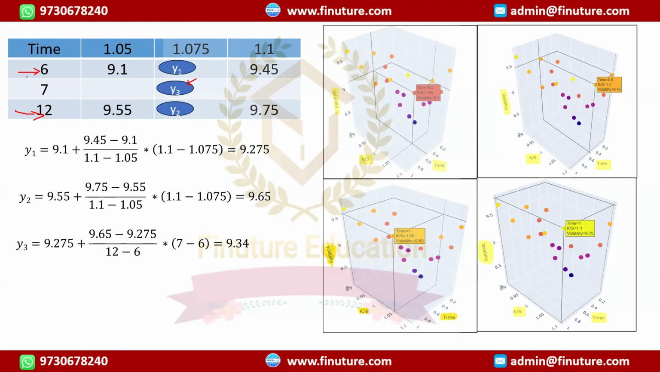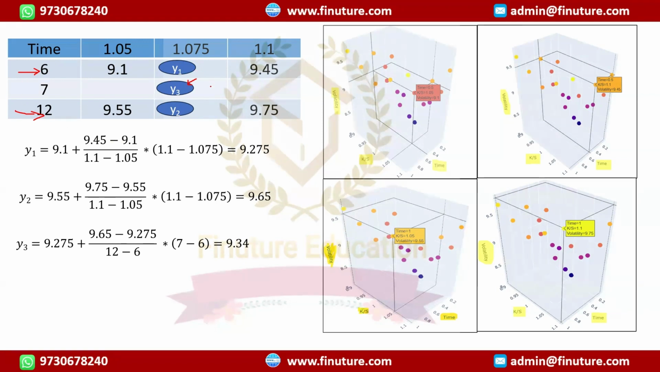Essentially we are treating it like two-dimensional data, where you think of your two coordinates as these, and for the other set of data you take 1.05 and 9.55, 1.11 and 9.75. You will get Y1 and Y2. Now, in the third step, you keep 1.075 constant and check, as I move from 6 to 12 months, what Y3 should be.